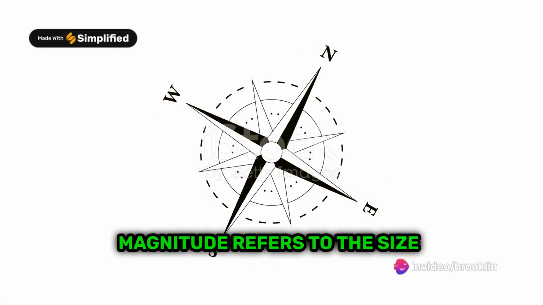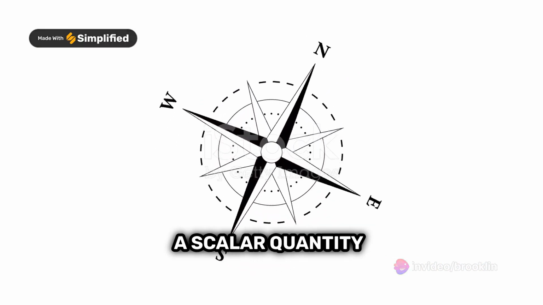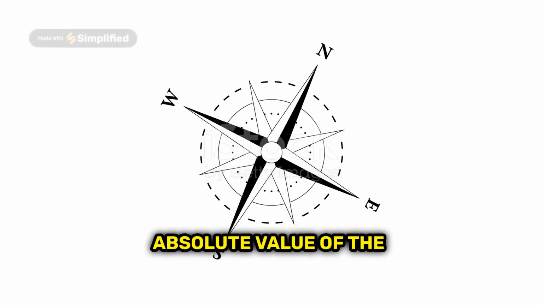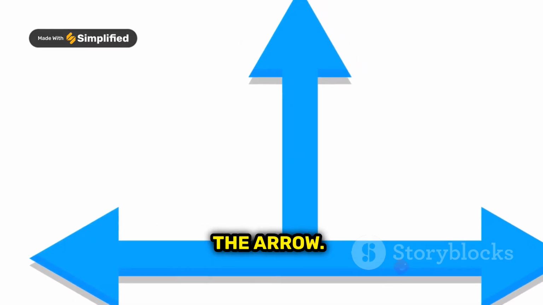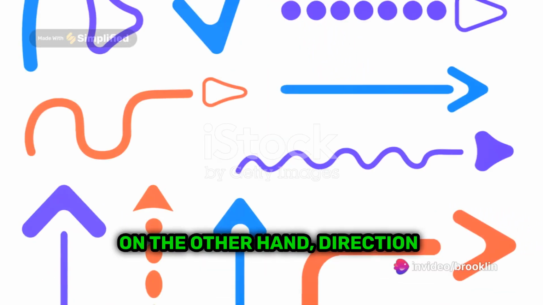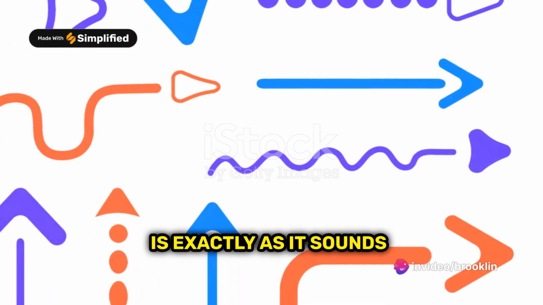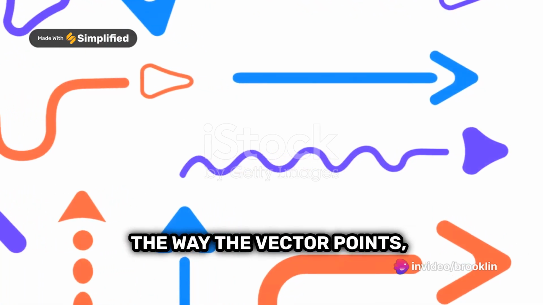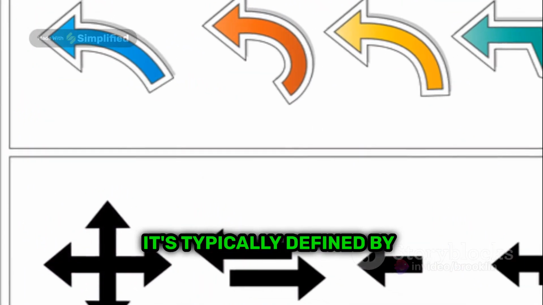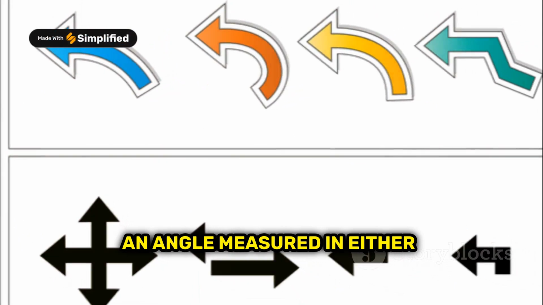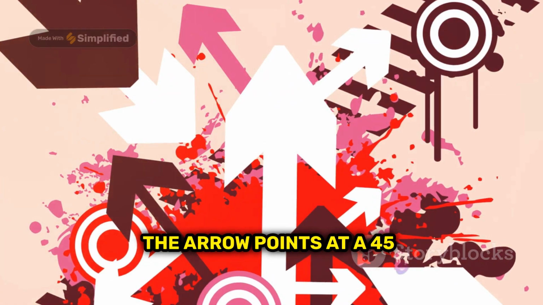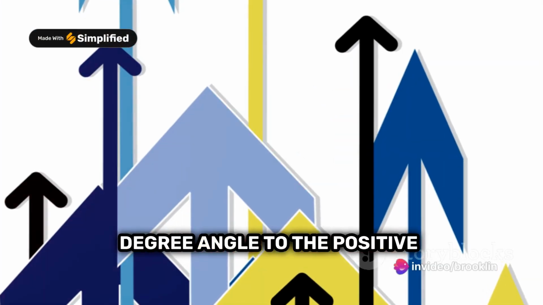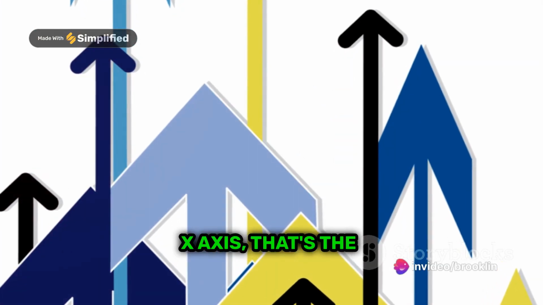Magnitude refers to the size of the vector, a scalar quantity represented by the absolute value of the vector's components. It's akin to the length of the arrow in our earlier analogy. On the other hand, direction is exactly as it sounds, the way the vector points. It's typically defined by an angle, measured in either degrees or radians. In our arrow analogy, if the arrow points at a 45-degree angle to the positive x-axis, that's the direction of the vector.